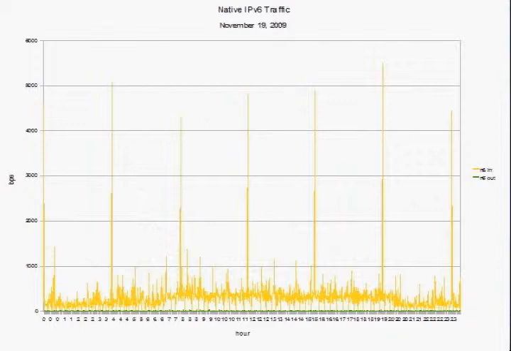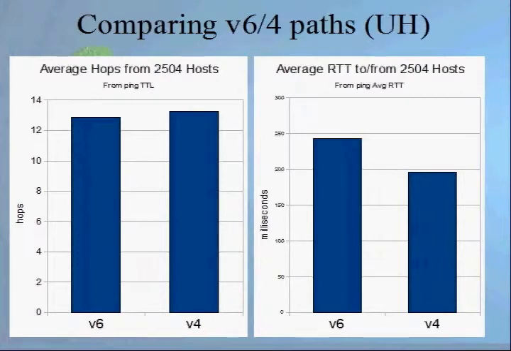This is a comparison of 2,504 hosts which are pinged, all of which have dual addressing and dual stacks on them, across the whole internet around the world. These 2,504 hosts were pinged once with v6 and once with v4, and this is a derivation of the hop counts and the round trip time to those hosts.